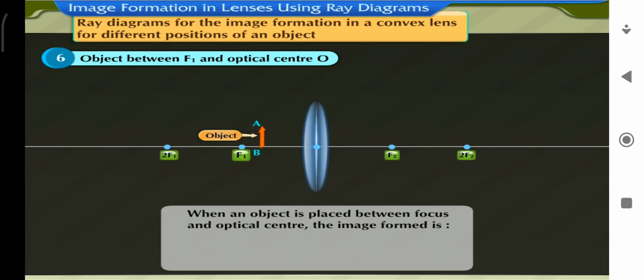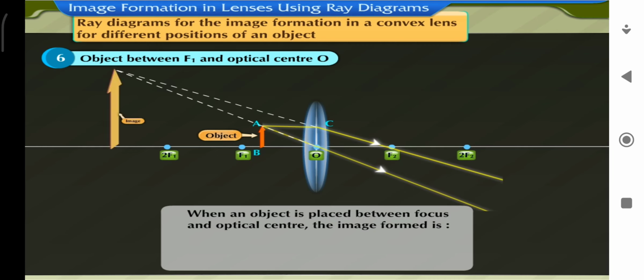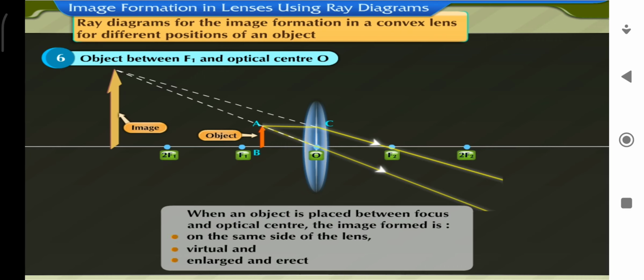Object between f1 and optical center O. The rays AC and AO diverge after passing through the lens. They appear to come out of a point on the same side of the lens as the object. This gives rise to a virtual, enlarged, and erect image of the object.